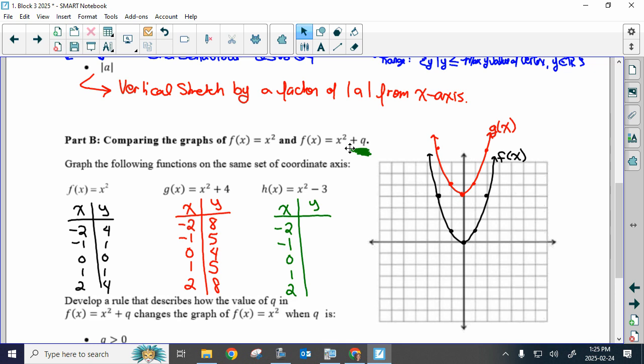That totally changes the whole position of the vertex. Do you guys see that? If you were looking at your g of x, what would your range be of your g of x? Do you guys see that your range would be y is greater than or equal to 4 this time? Do you guys see that?